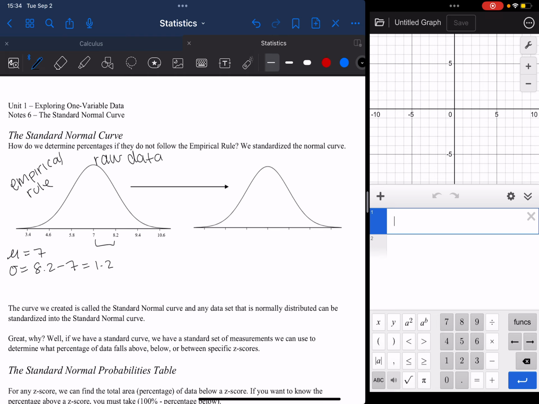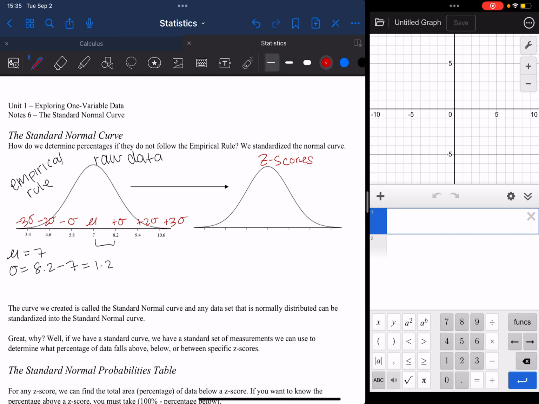And that tells us that if we were to label this, this would be mu, this would be plus sigma, plus 2 sigma, plus 3 sigma, and then minus sigma, minus 2 sigma, minus 3 sigma. Or we can standardize the curve and use what is called z-scores.